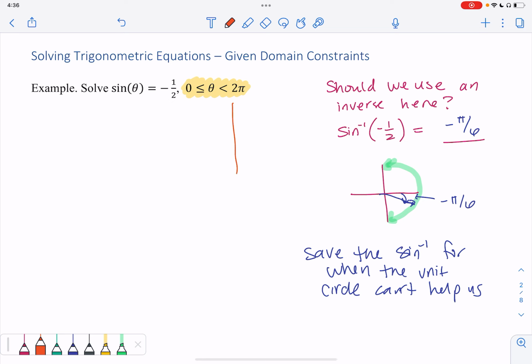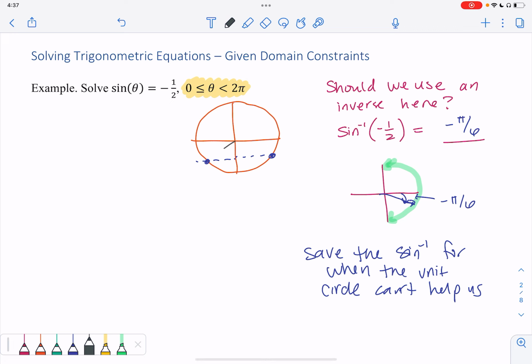So I'm going to draw my unit circle out here and then go, okay, I know on the unit circle that sine is the y value. So where is the y value -1/2? That's down here, okay? So at these two points. And where are those points? Well, in quadrant 3 and quadrant 4. So what angles would those be?